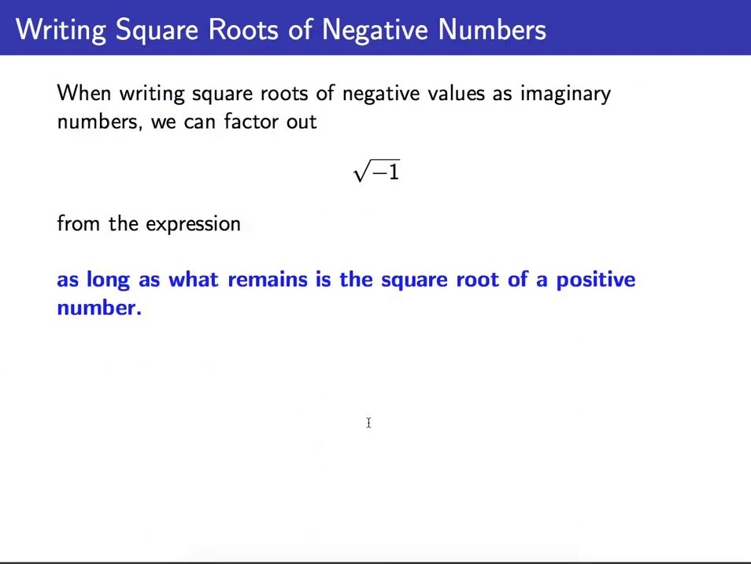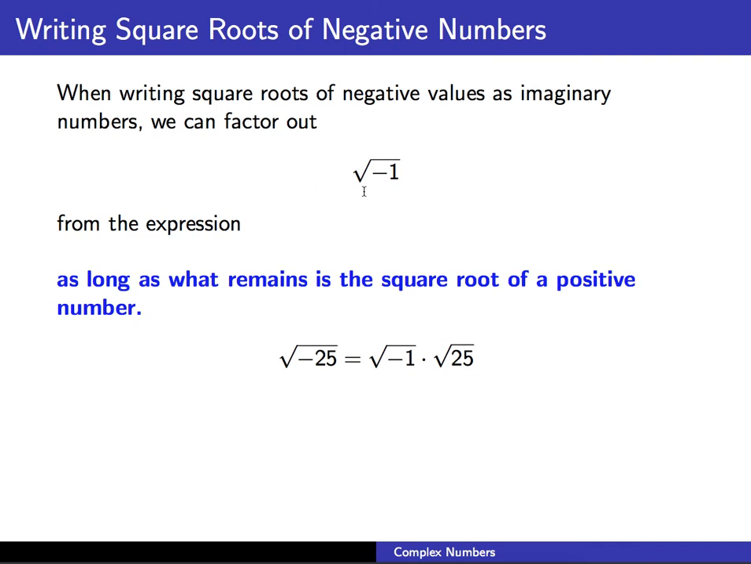So when writing out square roots of negative values as imaginary numbers, we can factor out the square root of negative 1 from the expression under the following condition: as long as what remains after we factor out the square root of negative 1 is the square root of a positive number, which we're going to see in our examples.